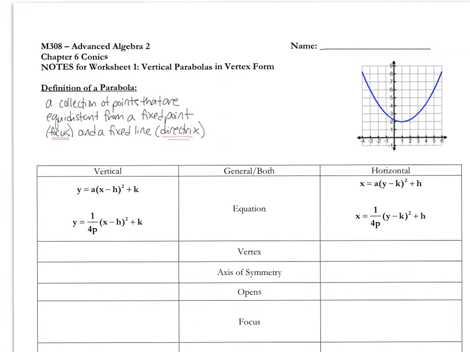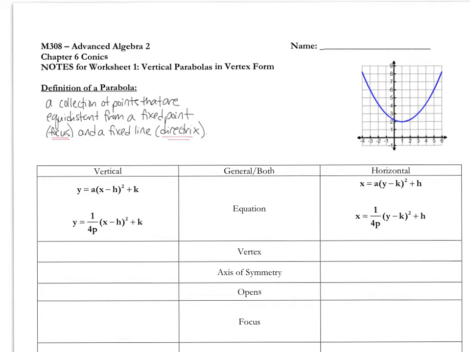Today's lesson is on vertical parabolas in vertex form, and it's going to be a little bit of a review section because we've done parabolas in the past. I'll give you a second to copy down the definition of the parabola here: a collection of points that are equidistant from a fixed point, which is called the focus, and a fixed line, which is called the directrix. So we do have two new vocab words.